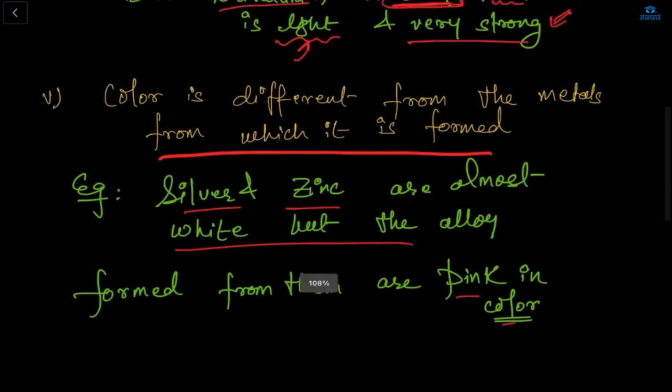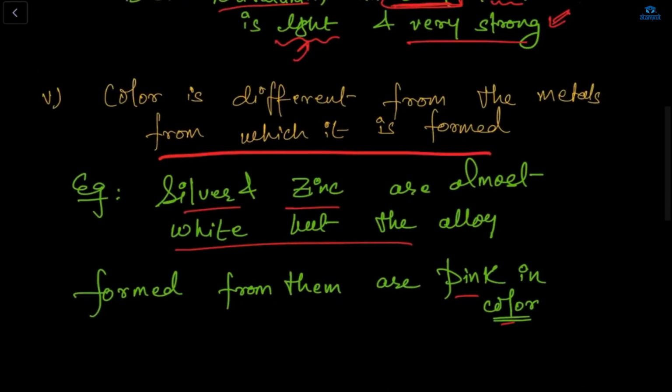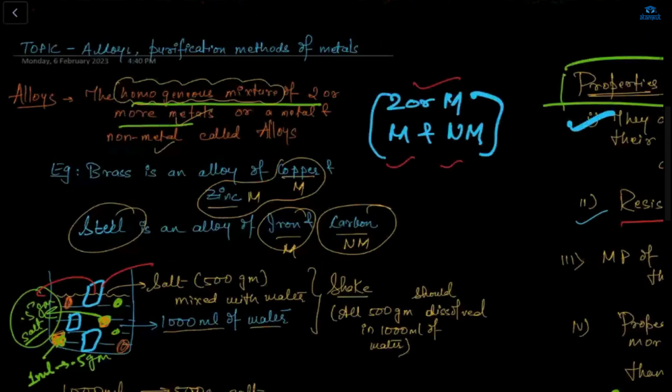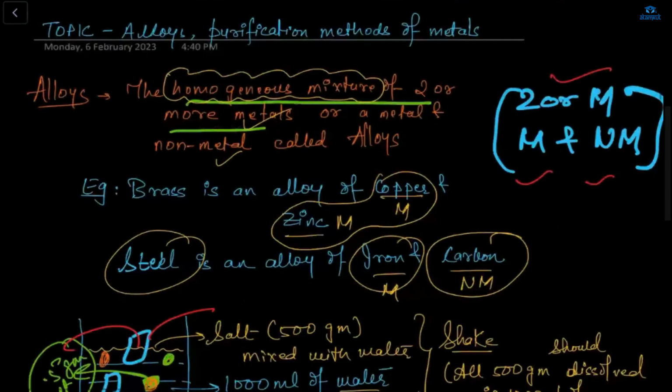Fifth point is that color also changes if we mix the metals into the alloy. So here the silver and the zinc were firstly white in color, but the alloy formed from them is pink in color. So here I guess this much is understood. Alloy part done.